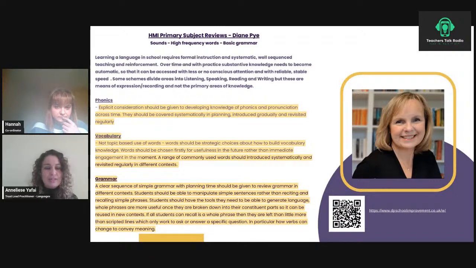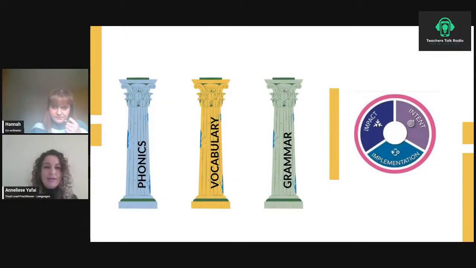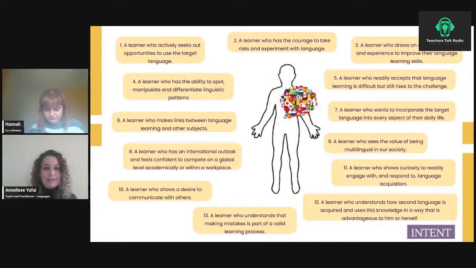So if you're not aware of this, the three pillars of language learning are phonics, vocabulary, and grammar. So I've touched on that already. But what I'm going to go through today is I'm going to look at those through the lens of the intent, implementation, and impact process. So I think it's really important you're starting to look at an intent, whether it's Key Stage 3, Key Stage 4, whatever Key Stage it is, Key Stage 2 as well, I forgot that one, is to look at the intent. So what is the intention for the young learner?